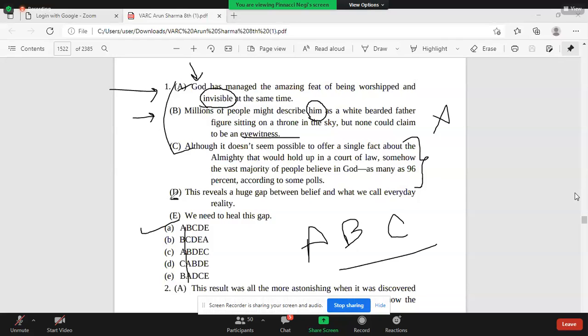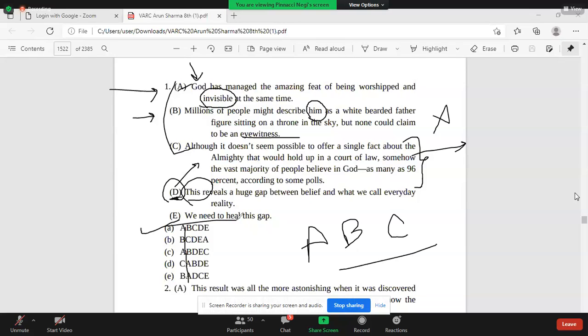When you see D, always try to find some mandatory pair, students. What do I see? D, this reveals, what reveals? So they're talking about some gap, some contrast. And that gap is given in answer option C, that although people believe him, none can claim to see him. That's the gap which D talks about, which is there in C. And E, of course, has to be the concluding sentence.